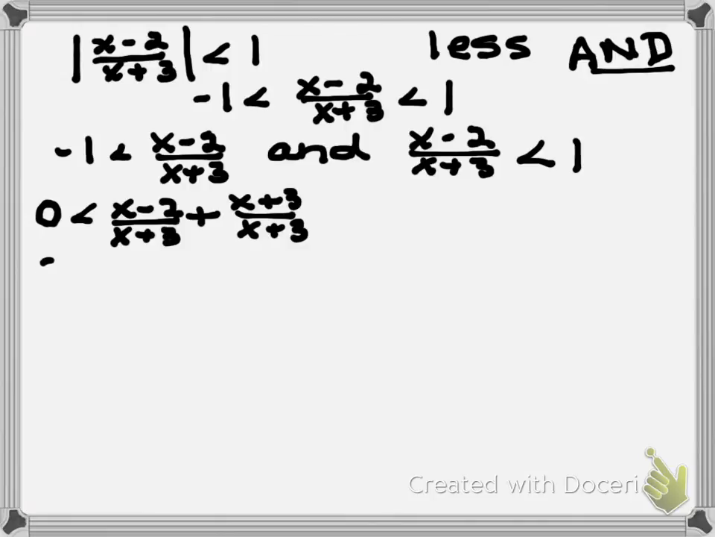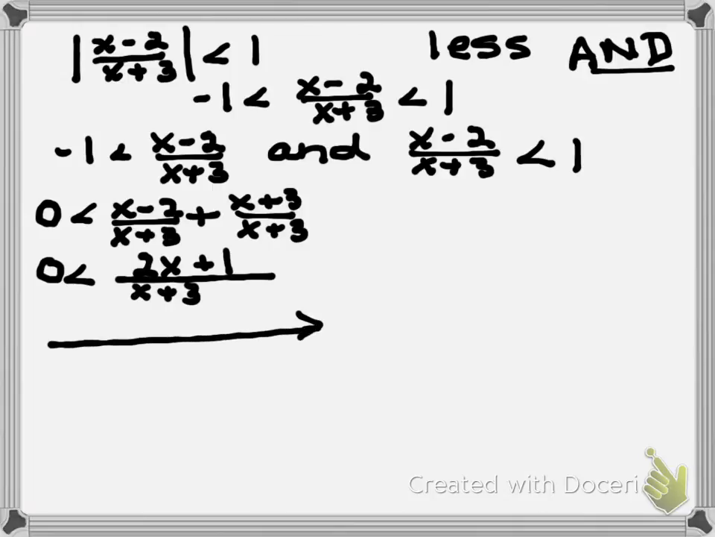Now that I have a common denominator, in the numerator I have x plus x, which is 2x, and a negative 2 and a positive 3 is positive 1. Now what that does is it gives us a numerator and denominator, which I worked with the other day, of points that we need to test.